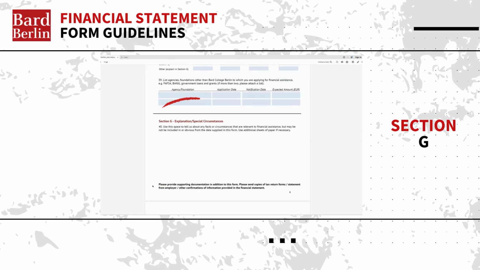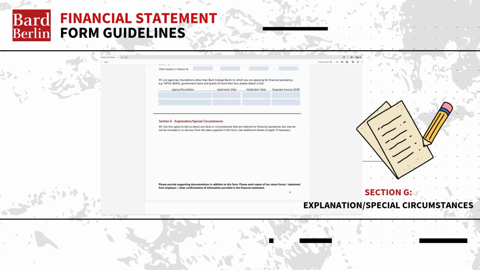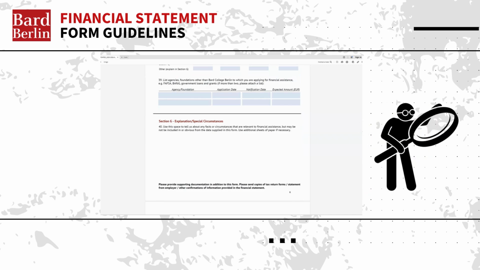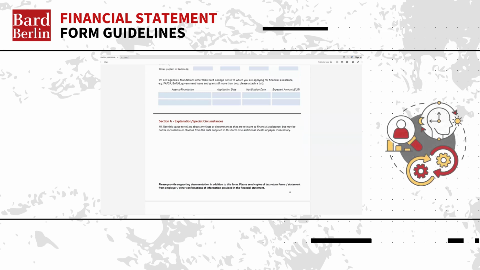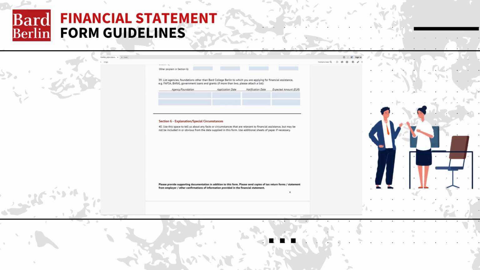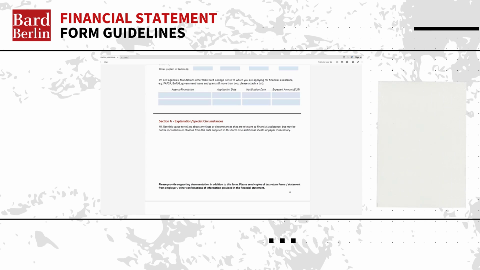Finally, let's move on to Section G. This is where you can include further information or explanations that you think are helpful for the financial aid office to know in order to assess your level of financial need. This could include details about your financial situation that aren't captured elsewhere in the application, or any special circumstances that you think are important for them to consider regarding your case. Please be as thorough and clear as possible to ensure they have a complete understanding of your situation. If necessary, feel free to use additional sheets of paper if the provided space is not enough.